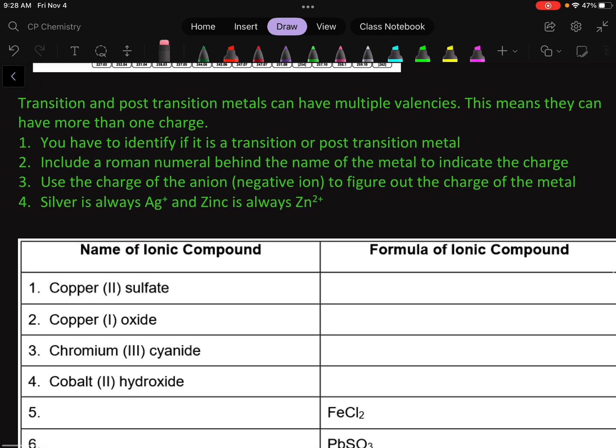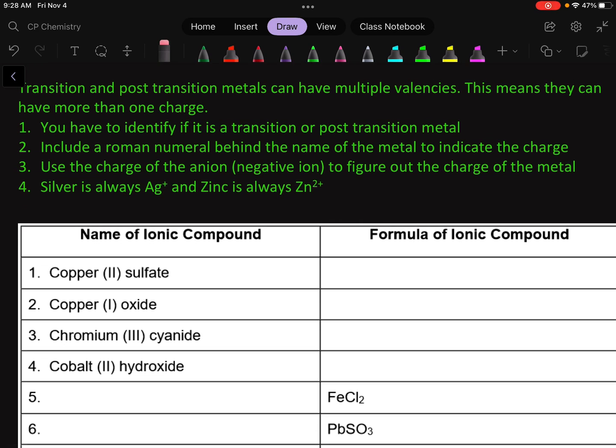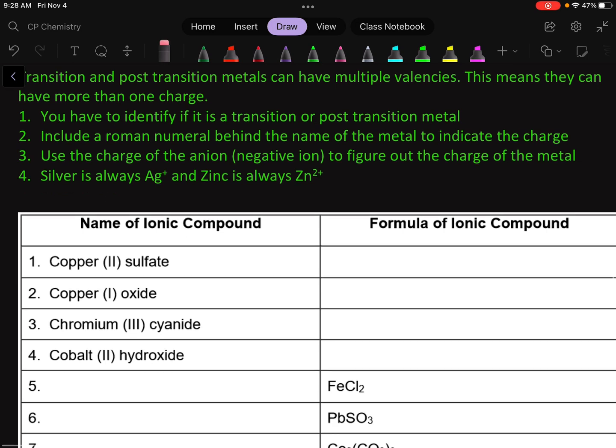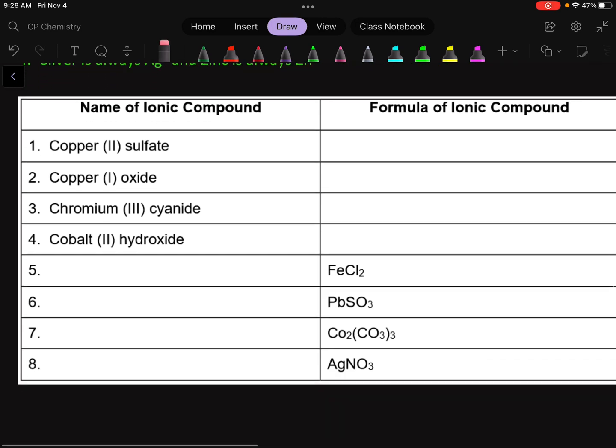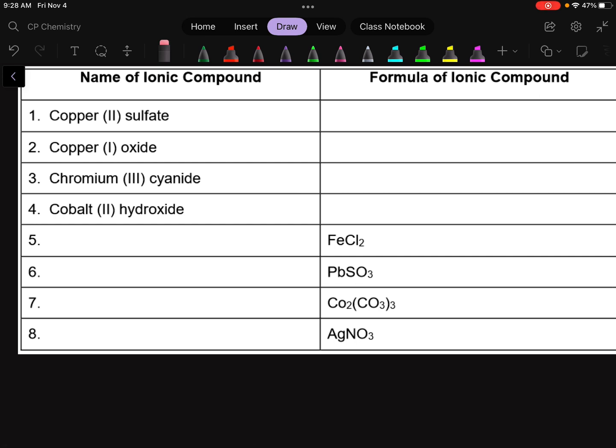And the exceptions to all of this are silver and zinc. Silver is always a +1, and that's Ag+1. And zinc is always +2. So those two do not need Roman numerals because they do not have multiple valencies. Those are the two that I want you to remember. All right, so let's try this out. The first 4 have the name and you have to come up with the formula. And the last 4 have the formula and you have to come up with the name.